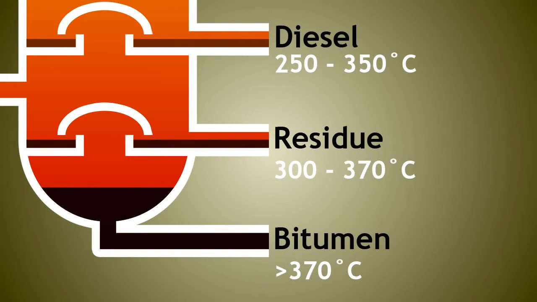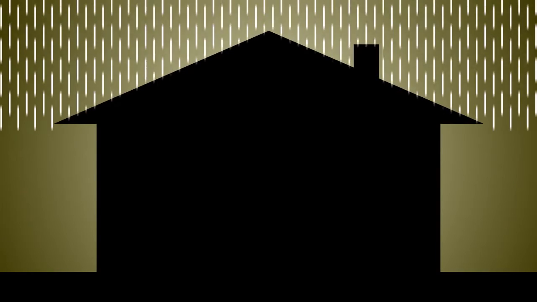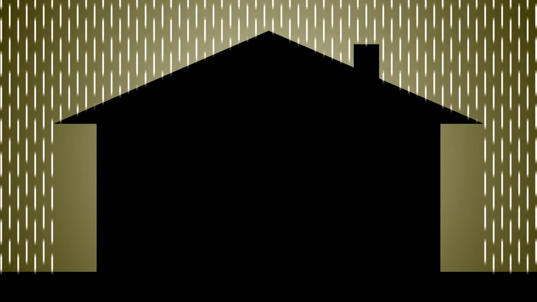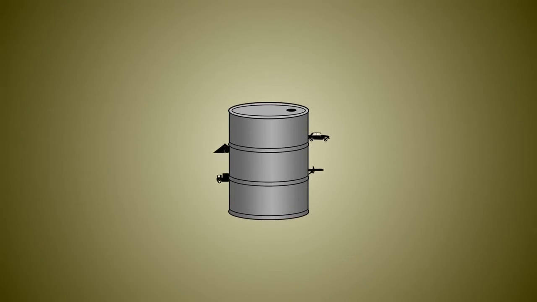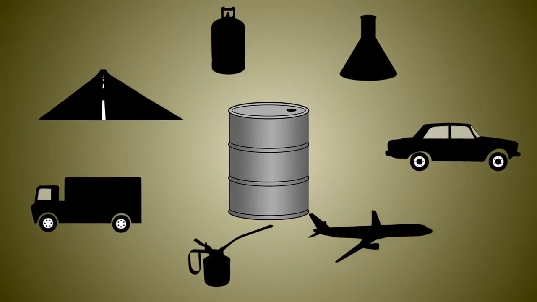The very bottom fraction is bitumen. This is a thick black adhesive used on roads, either as the surface finish or combined with stone chippings to create a solid, resistant material. It can also be used to cover roofs due to its waterproofing properties. All these fractions are separated from the crude oil mixture.